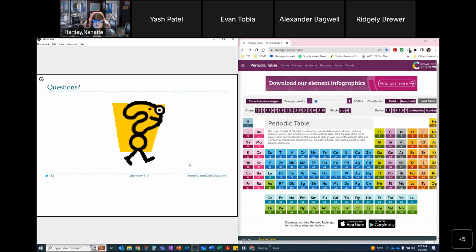And I know that I got a comment about the post lab for the stoichiometry having some issues. I'm going to take a look at that today and see what's going on. So I will take a look at that.